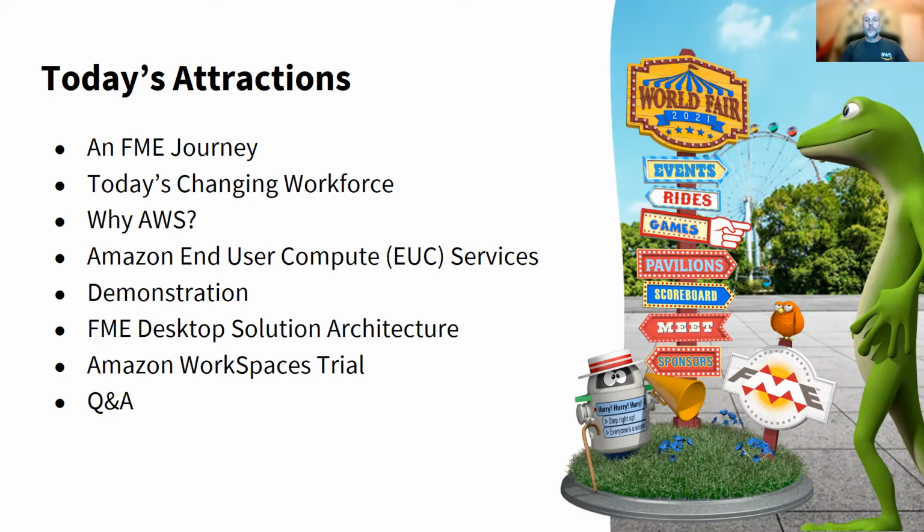Today, we want to talk about an FME journey that happens to be mine. I'll share a little bit of my experience using FME over the years, and then we'll talk about today's changing workforce and how the demands of the way people work is changing the tools we need to work, why AWS is important in enabling end user compute services to satisfy those needs, and we'll also give a demonstration of what Amazon Workspaces, part of our EUC services, provides and how it looks and feels to use. We'll briefly look at an architecture that you can implement in your own environment, and then I'll talk about a trial that AWS has where you can try out Amazon Workspaces for yourself. And finally, we'll wrap up with a Q&A session.